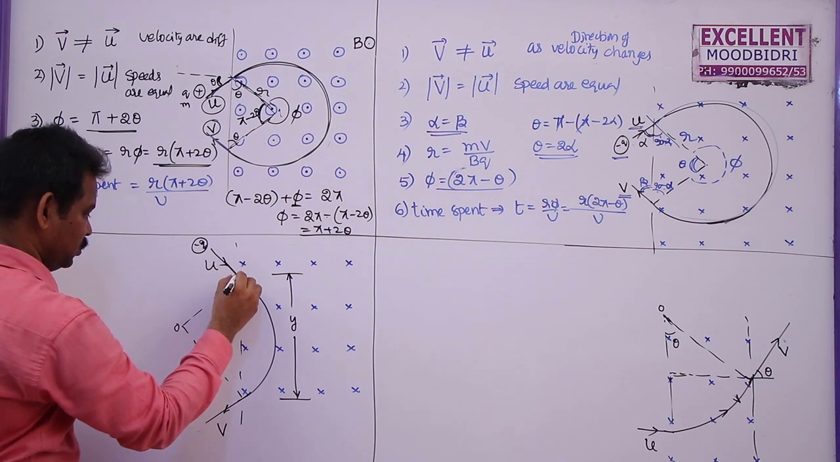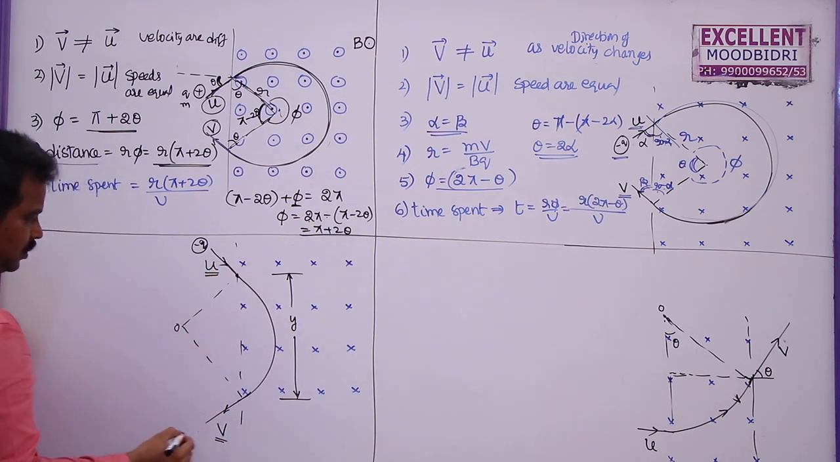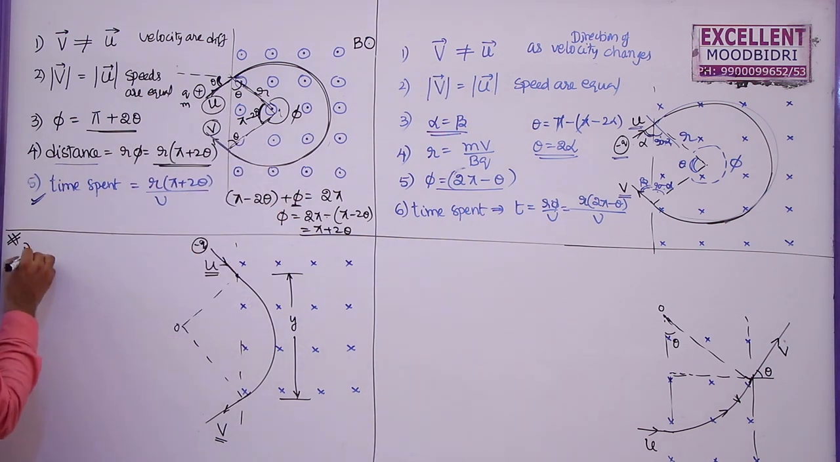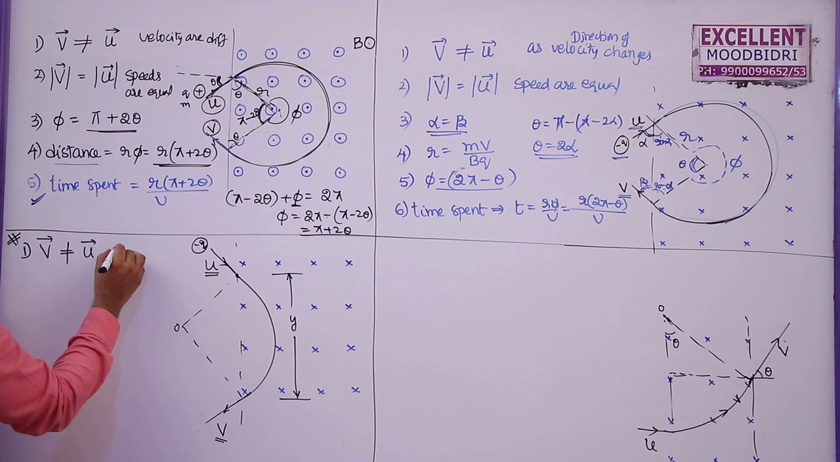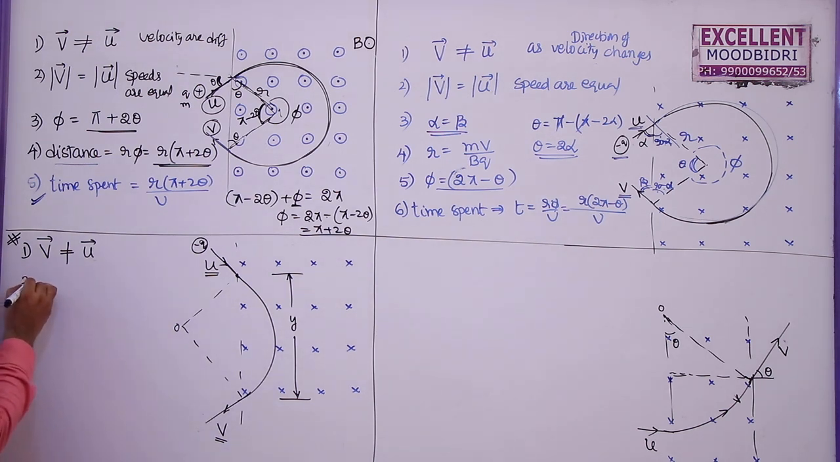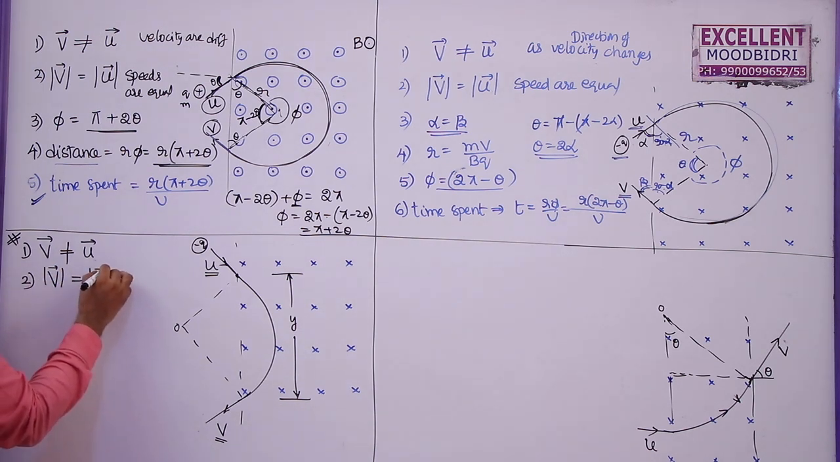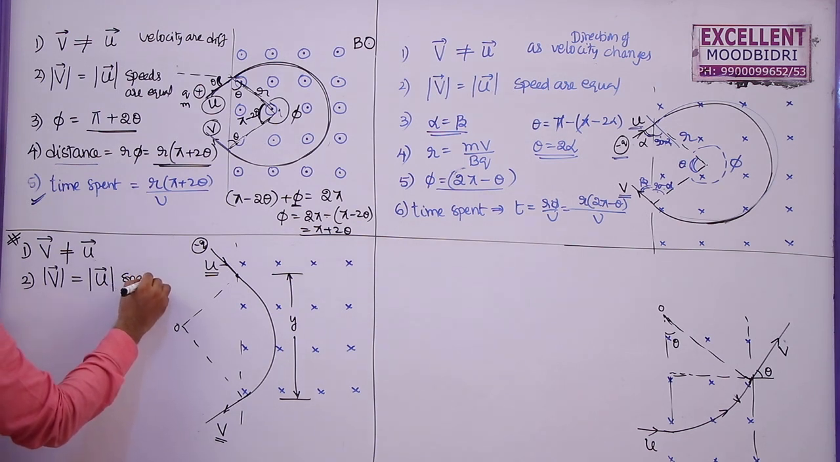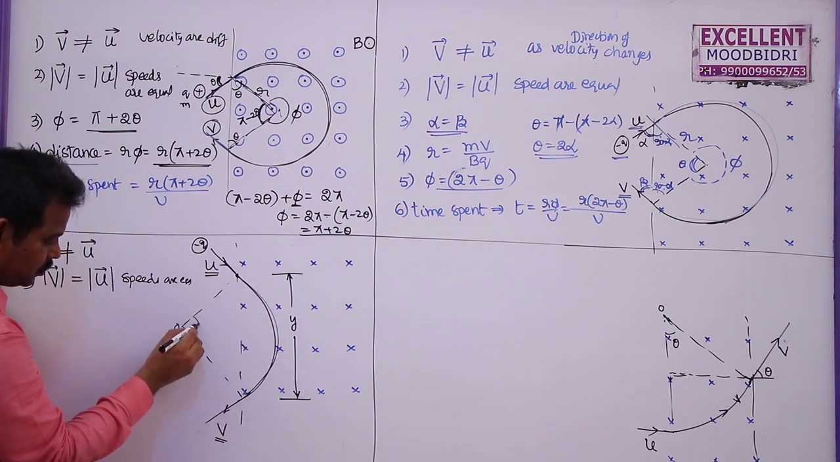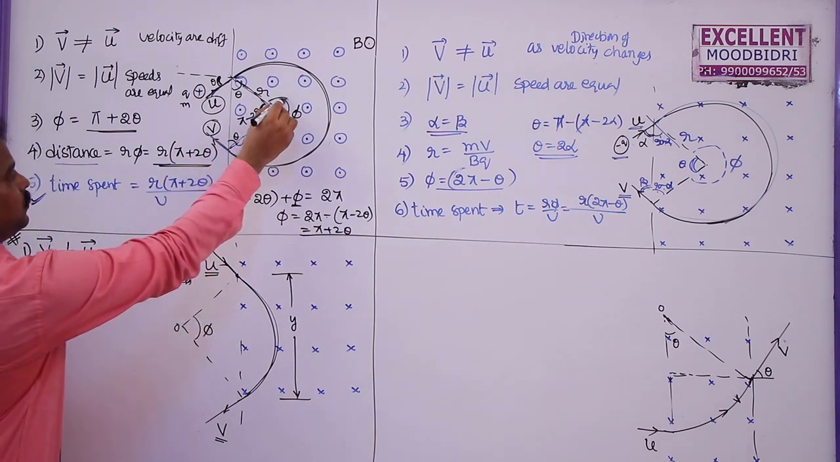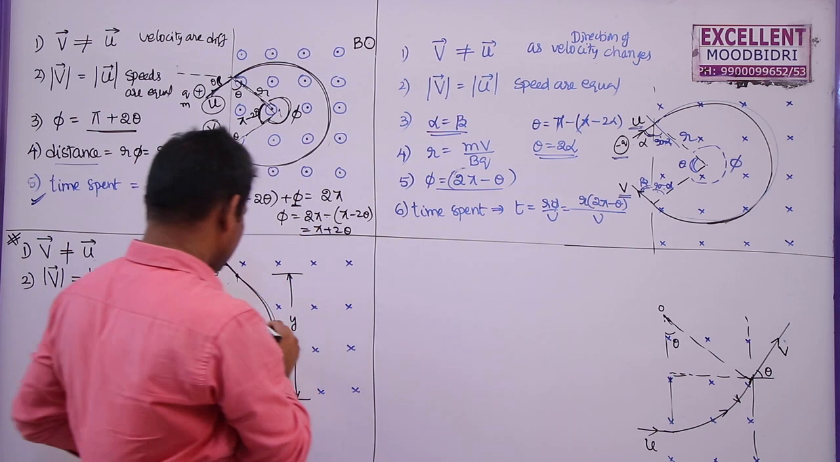So when it is entering with a velocity u and leaving with a velocity v, in all cases we can write the first point as: the magnitude of velocity that is leaving the field is not equal to the magnitude of velocity that is entering the field. So velocities are different. But what about the speeds here? The magnitude of the velocity that is leaving must be equal to the magnitude of the velocity that is entering. That means speeds are equal. Now, what is the angle described by the charged particle within the magnetic field? This I am denoting with phi in all the cases. This is phi, this is phi, and this is phi.